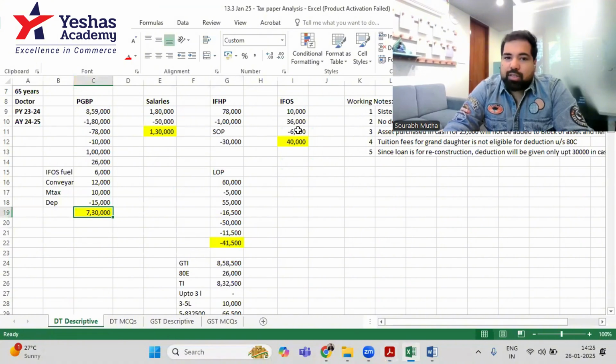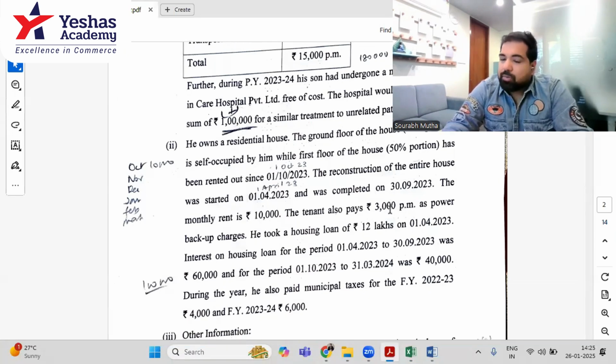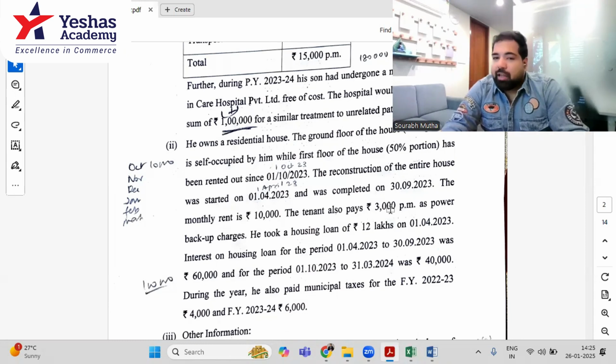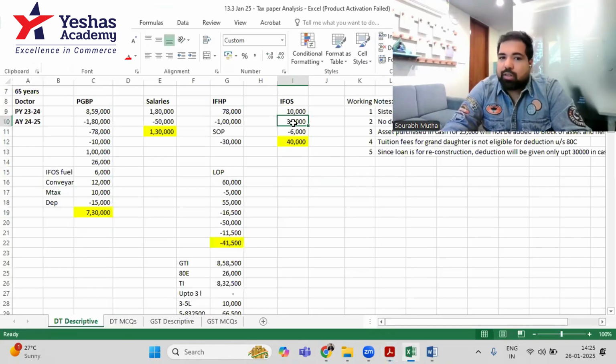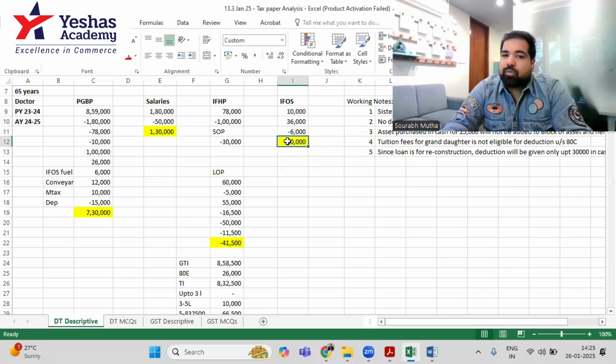And last is IFOS. Let's see what is in IFOS. One dividend will go in IFOS. Then when you give this house on rent, there is some part which is for power backup charges, 3,000 per month. That is also going to be in IFOS. So 3,000 into 12, 36,000. And for that power backup, the fuel expense, you can minus 6,000. So net, it is 40,000 rupees. So 1, 2, 3, and 4 heads of income. We total it up. We get a GTI of 8,58,500.